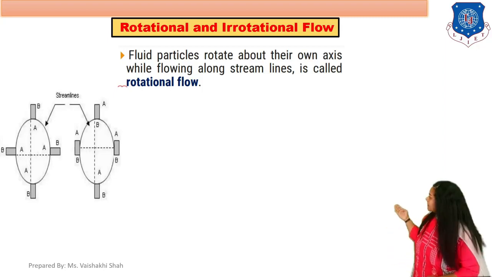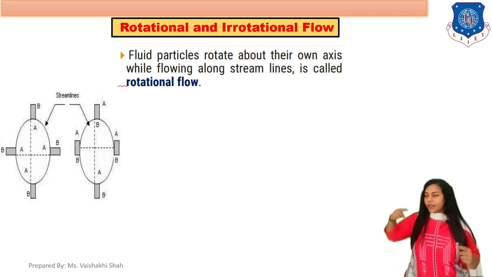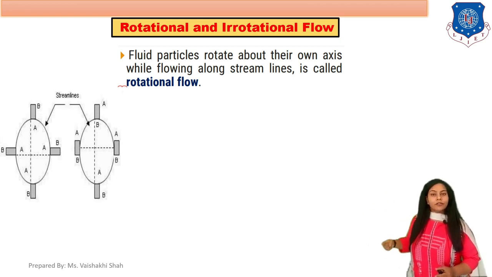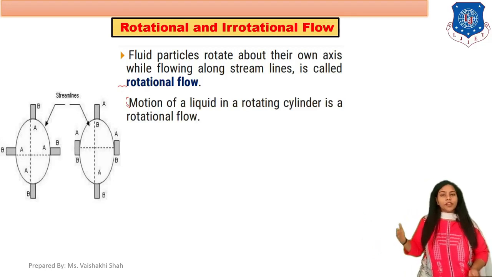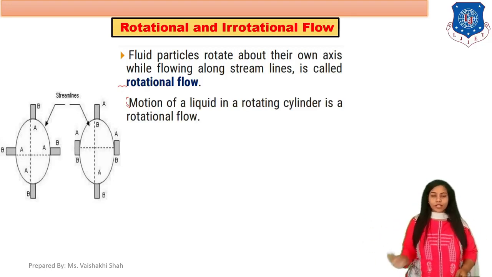As you can see in this diagram, in the first diagram, the particles are moving about their own axis. So that flow is called rotational flow. The motion of a liquid in a rotating cylinder is a rotational flow.